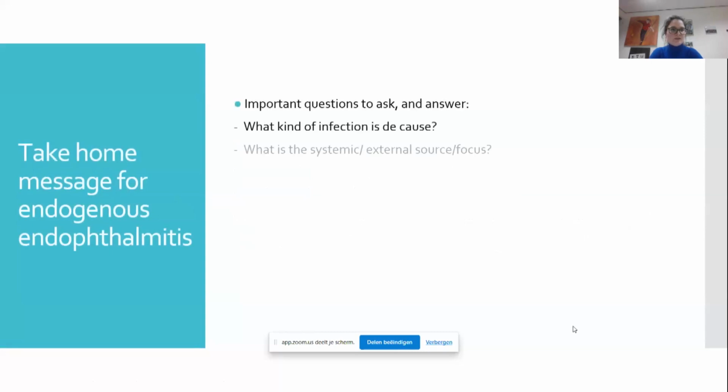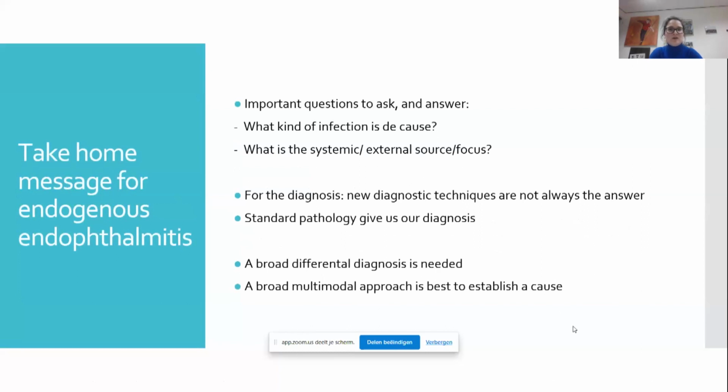Our take-home message for endogenous endophthalmitis is that it is very important to ask and try to answer the question: what kind of infection is the cause, and what is the systemic or external source of the infection? For the diagnosis, there are multiple options to use as a diagnostic tool, but most important for our cases was the pathologists, and they gave us the answer. A broad differential diagnosis is needed, and a broad multimodal approach is best established to get the case done. So thank you very much.